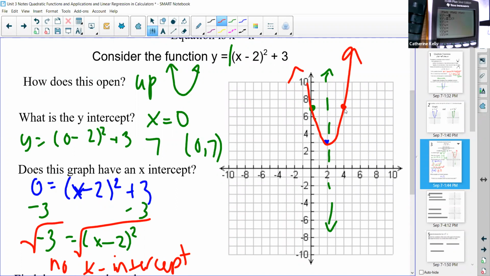You go to your y equals on your calculator and go y equals parentheses x minus 2 parentheses squared plus 3. And I'm going to clear this one out, and I'm going to graph it. If I want to check my vertex, I'm going to go to second graph, and I'm going to calculate the minimum.